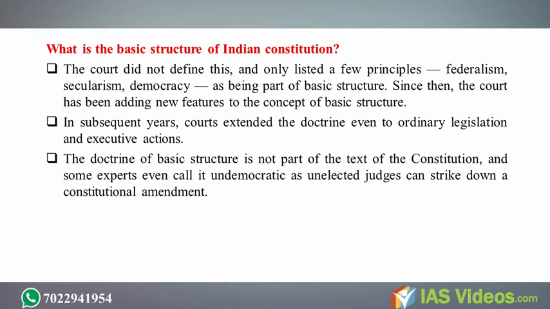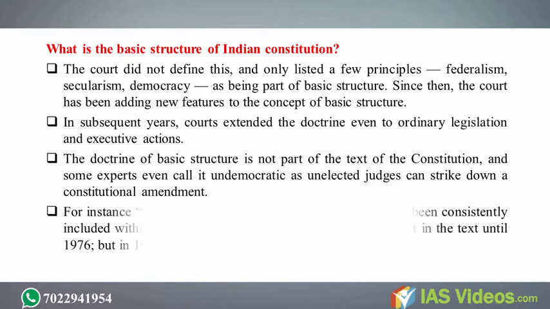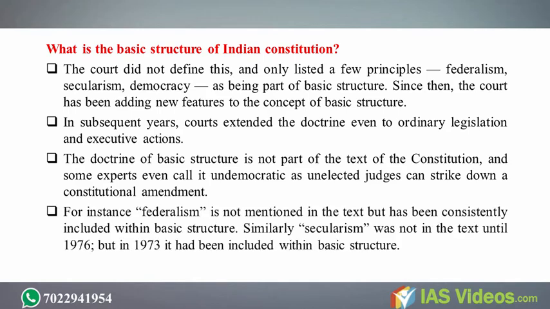The doctrine of basic structure is not a part of the text of the Constitution, and some experts even call it undemocratic, as unelected judges can strike down a constitutional amendment. For instance, federalism is not mentioned in the text but has been consistently included within the basic structure. Similarly, secularism was not in the text until 1976, but in 1973 it had been included within the basic structure.